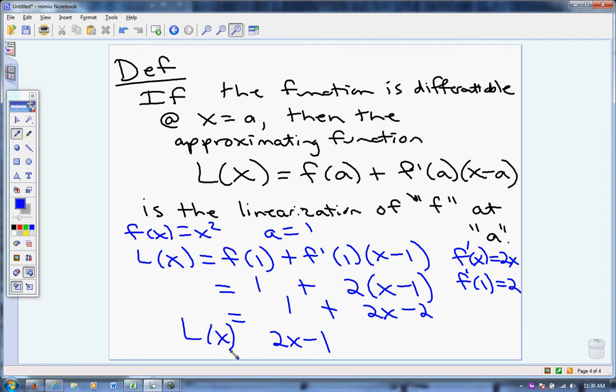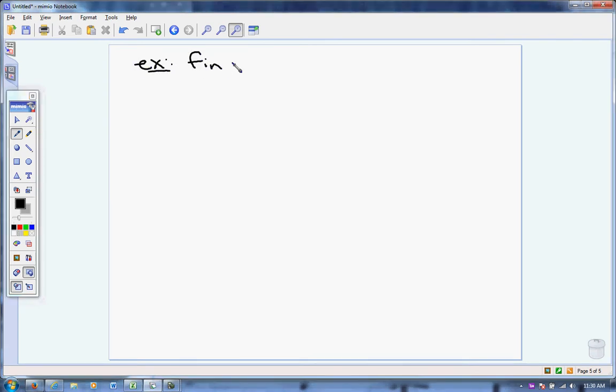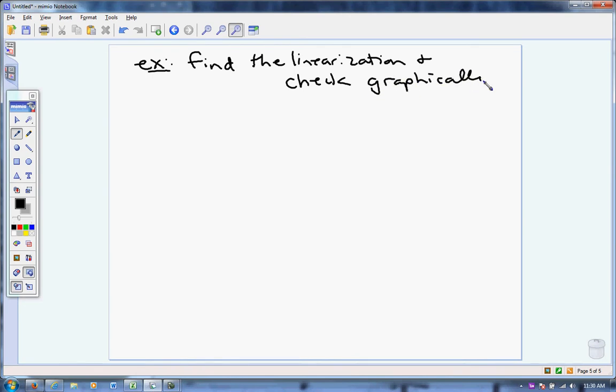So let's look at an example here. Find the linearization. Yes, it is a shortcut to the tangent line. And check graphically.